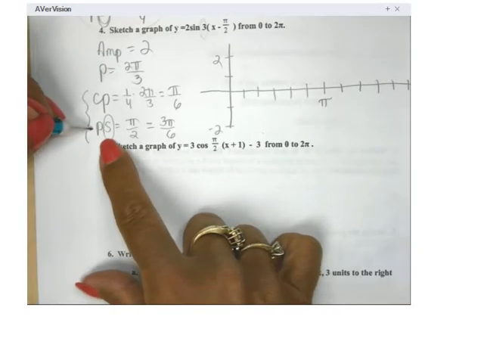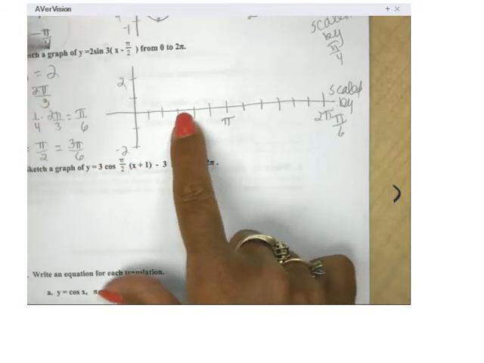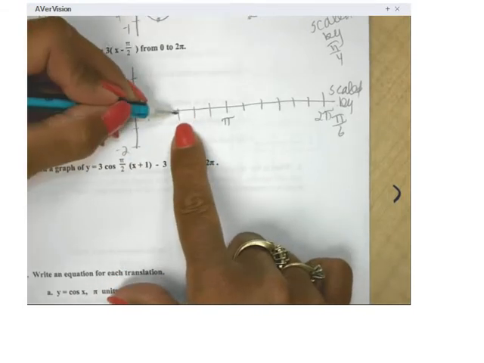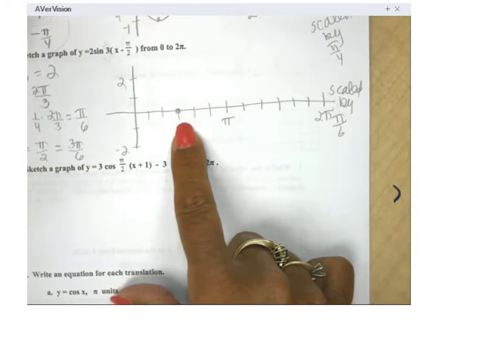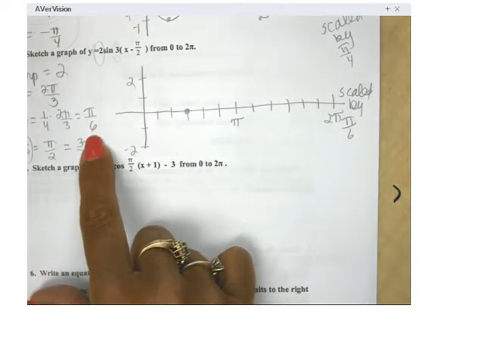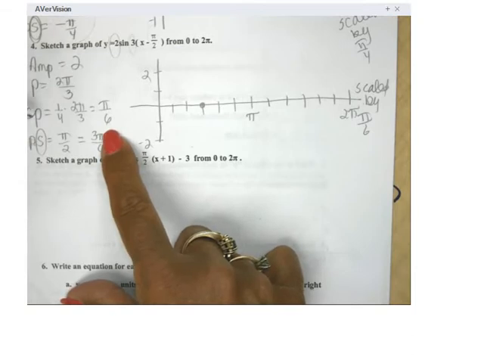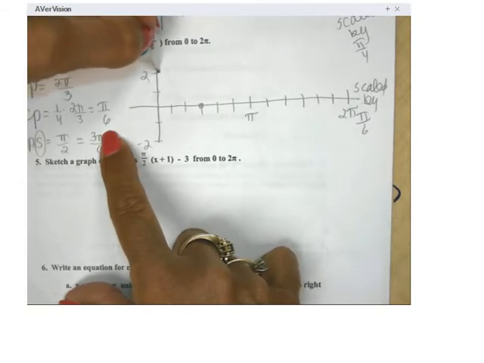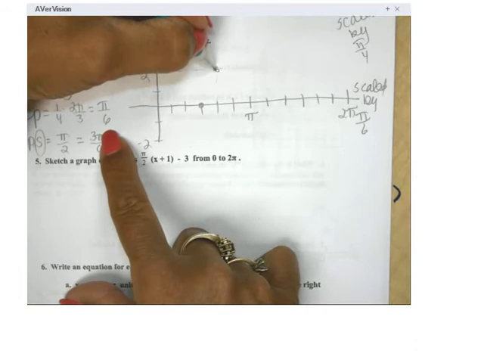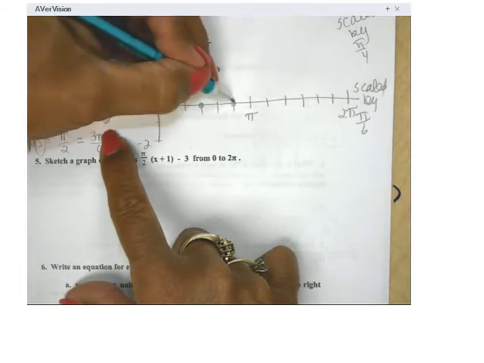And I have to start at my phase shift, 3 pi over 6 or pi over 2. So I have to start here. Now it's a sine function. Sine functions start in the middle. And because that number is positive, I will go up. But how far do I go up? I have critical points every pi over 6. So I start at 3 pi over 6, but I move pi over 6 to get to my next critical point, which would be a high.